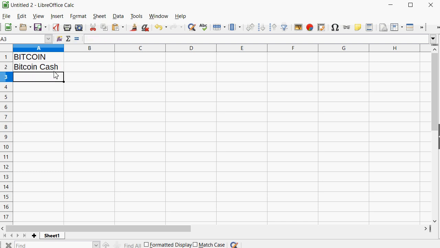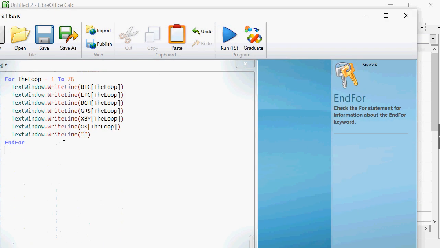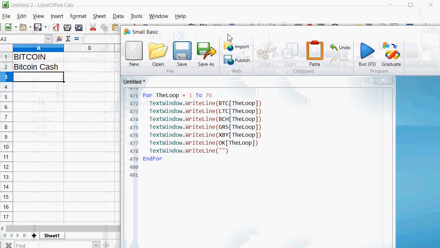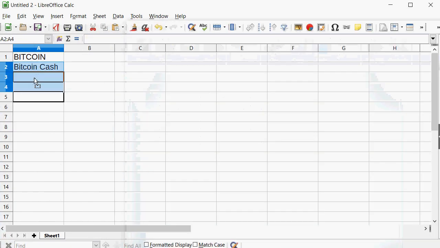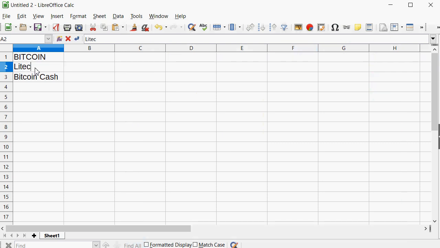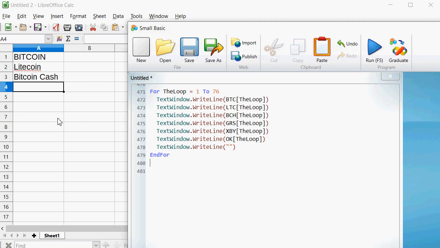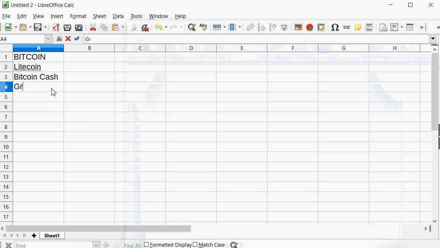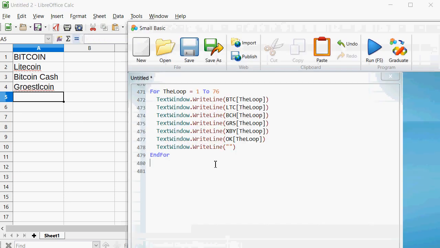Now, the coins we will choose to trade will be Bitcoin Cash. I've made a spreadsheet, so I've got to know the order. The order goes Bitcoin Cash, and actually Litecoin is second. I've already got the data, and it has to be in this exact order, because I've got it set up this way. Then we're going to do Groestlcoin, as well as XBY and OK Cash.